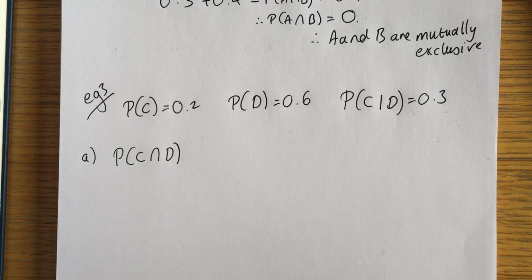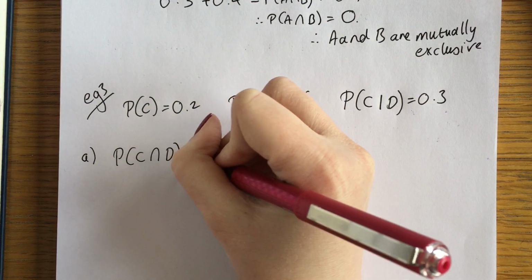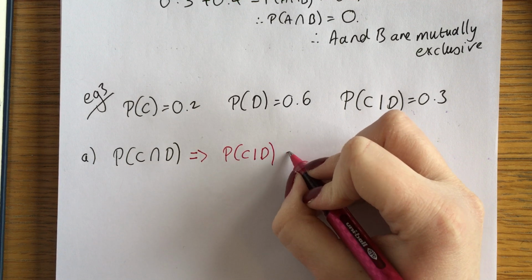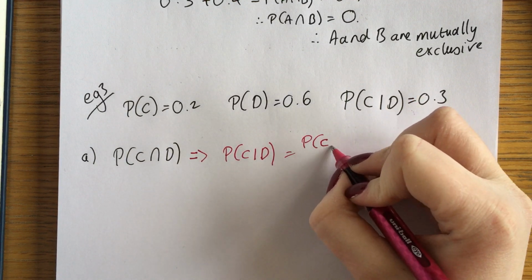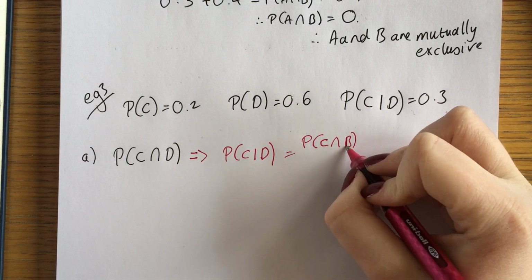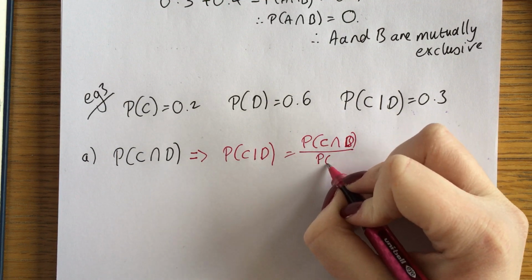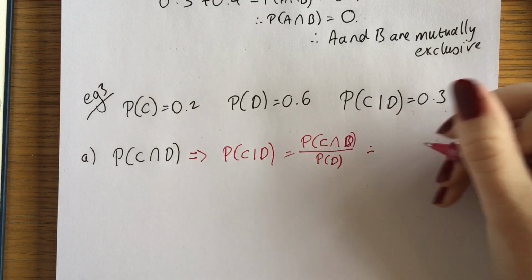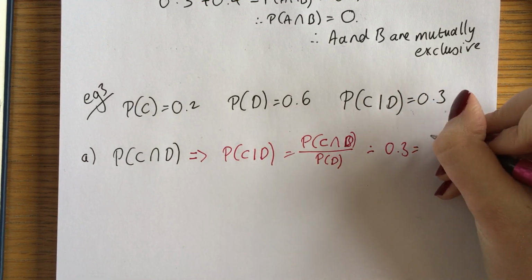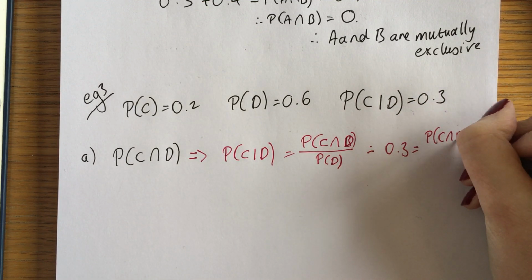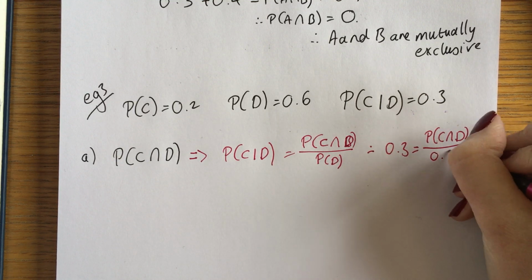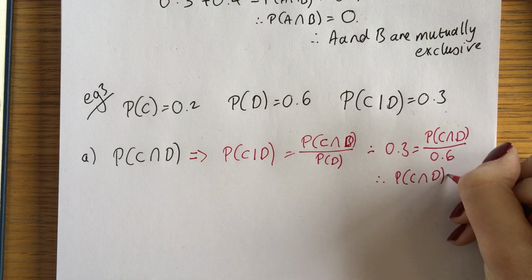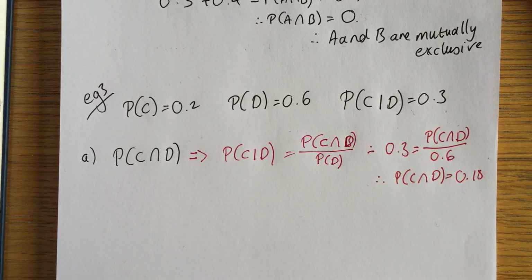intersection D. Well, I know that the probability of C given D is the probability of them both occurring over the probability that D has already occurred. So therefore, 0.3 is equal to the intersection over 0.6. So therefore, the intersection is 0.18.